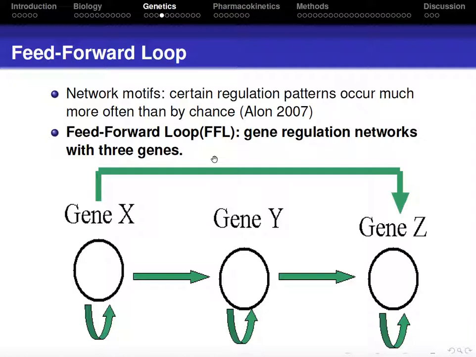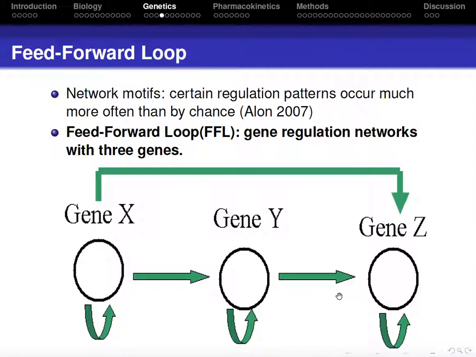Basically, the feed-forward loop is a special network with 3 genes: gene X, Y, and Z. Gene X regulates gene Y and gene Z, and gene Y only regulates gene Z. At the same time, all these 3 genes do self-regulation on themselves. This is called a feed-forward loop.